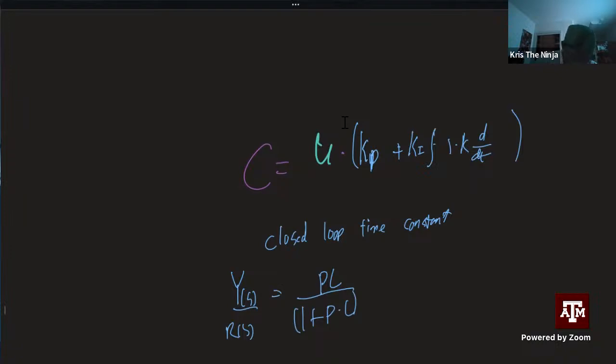So I want to go over the properties of the Laplace transforms. Let me see. I got to go back to the top for this.